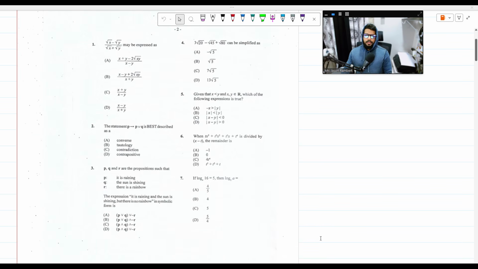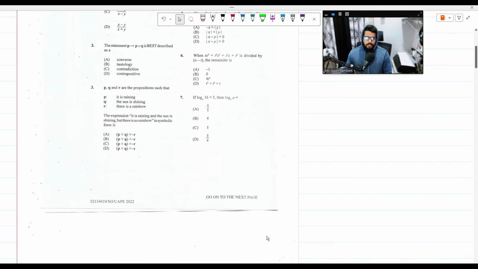2022, sorry. This may be expressed as... so this is a repeat question, and the answer for this would have been with the minus 2xy, which is A. The statement, if P, then P and Q. So this is a tautology. Now, what you can do for this, you can create your truth table, and truth tables are easy to create. Create a truth table for it. If P, then P and Q, and you'll see you'll get all truths.